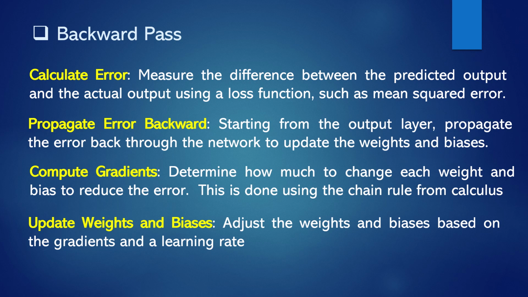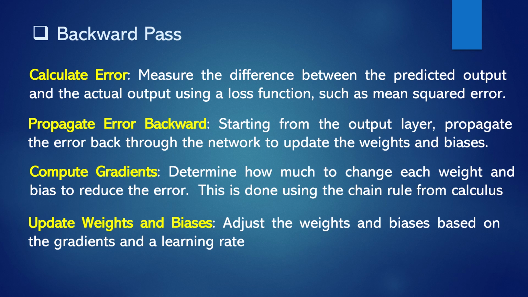There are some steps included in the backward pass. First one is calculate error. Measure the difference between the predicted output and the actual output using a loss function such as the mean square error. Next one is propagate error backward. Starting from the output layer, propagate the error back through the network to update the weights and bias. Next one is compute gradient. Determine how much to change each weight and the bias to reduce the error. This is done using the chain rule from calculus. Update weights and the bias. Adjust the weights and bias based on the gradient and the learning rate.